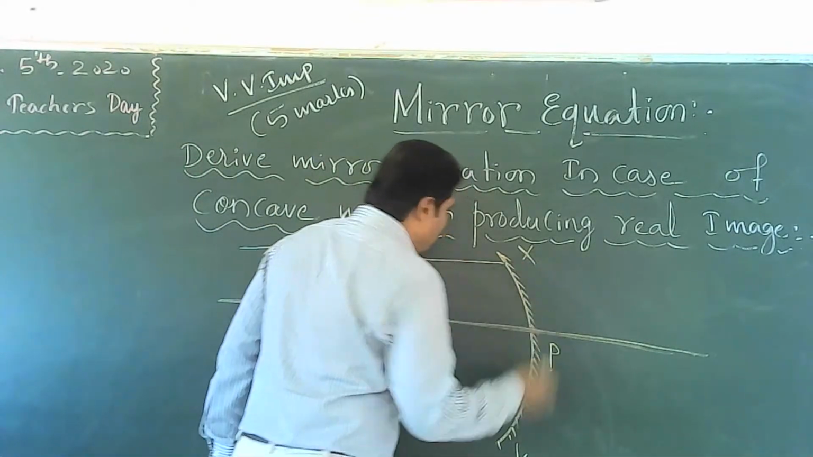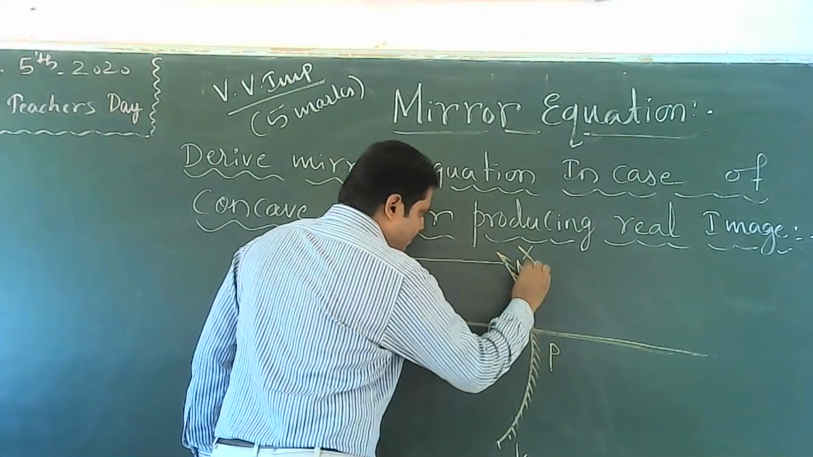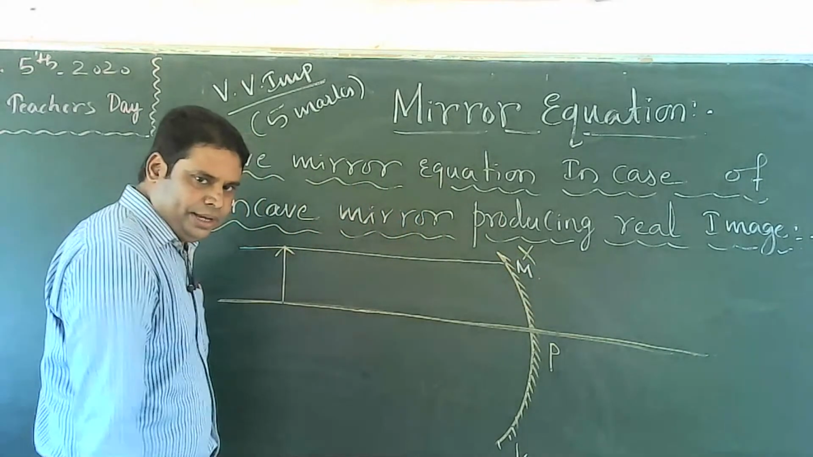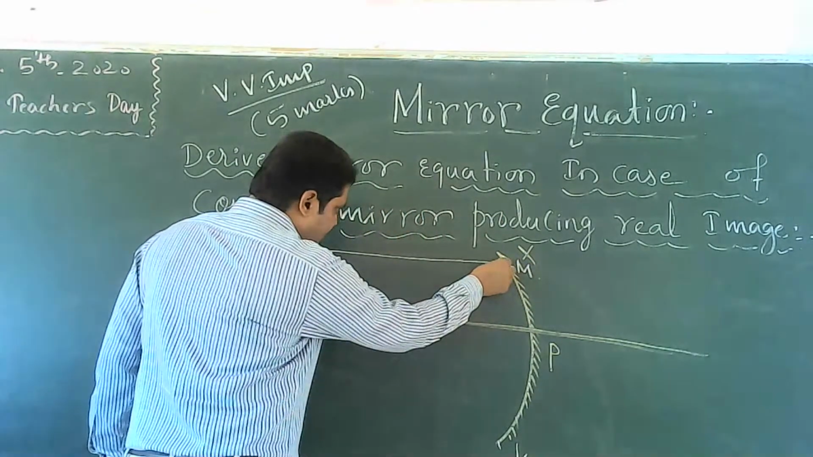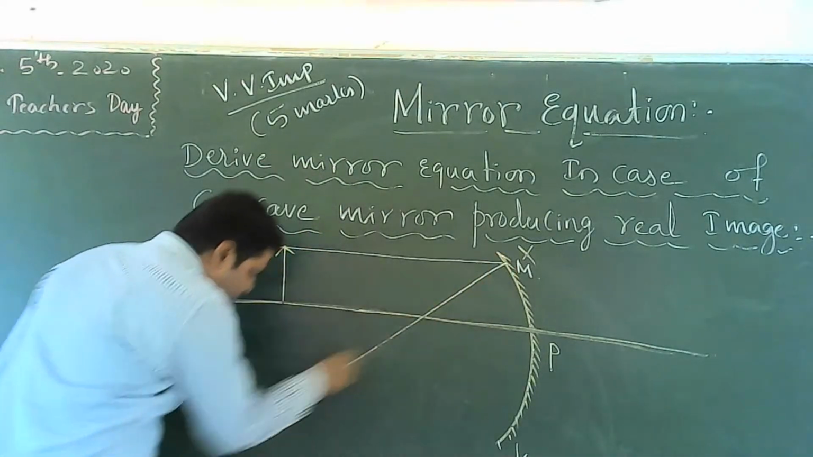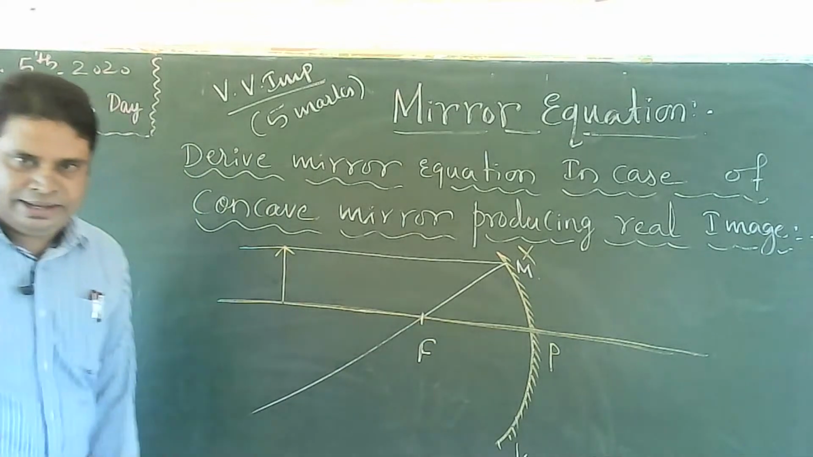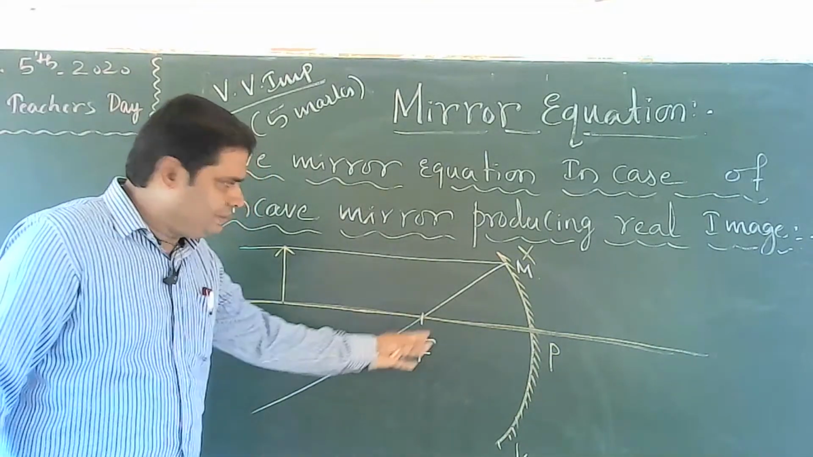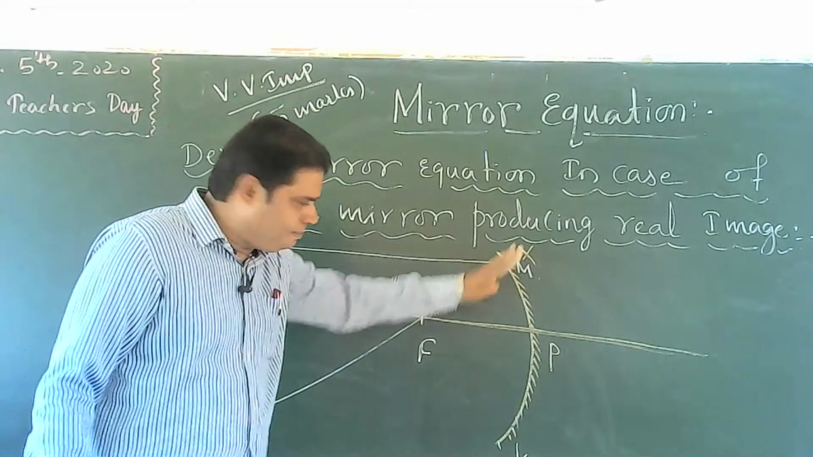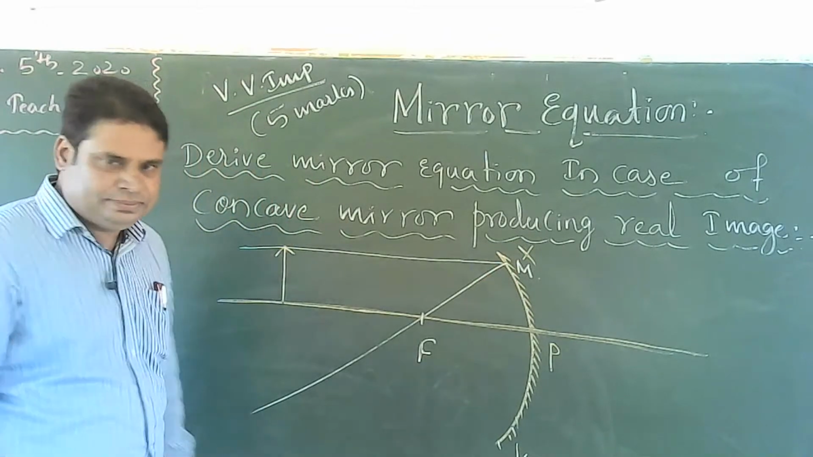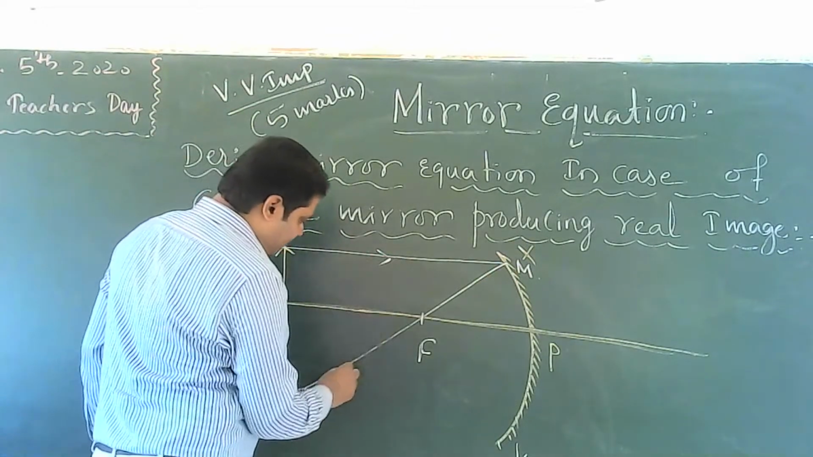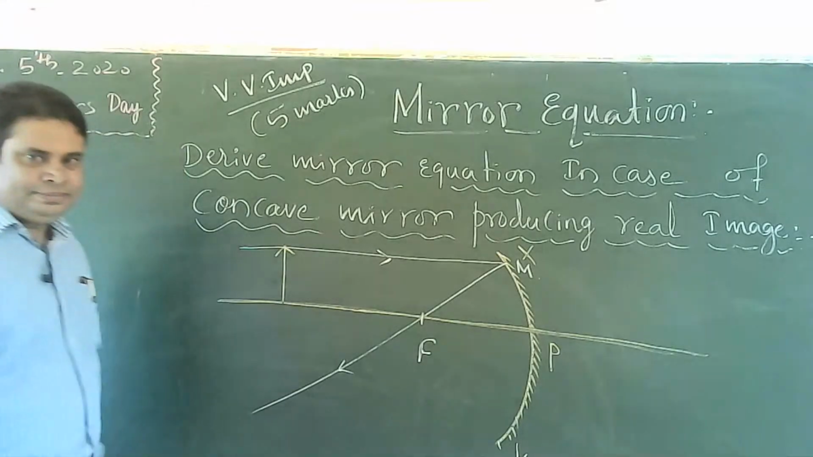A ray of light starting from this object is incident at M, and after reflection it is passing through F. Now you are very much familiar with this point. Then usually I take this point M to avoid any confusion. Okay. This is the first ray to be considered.